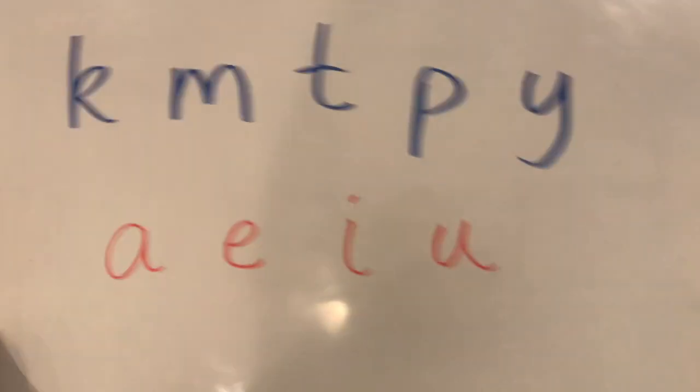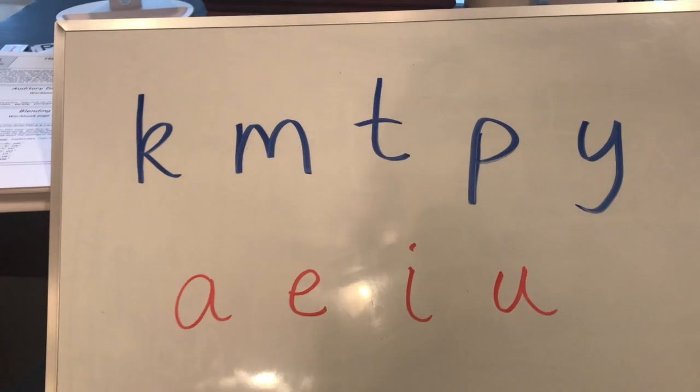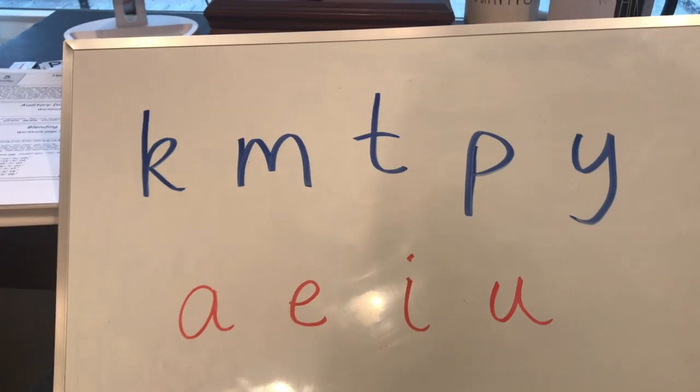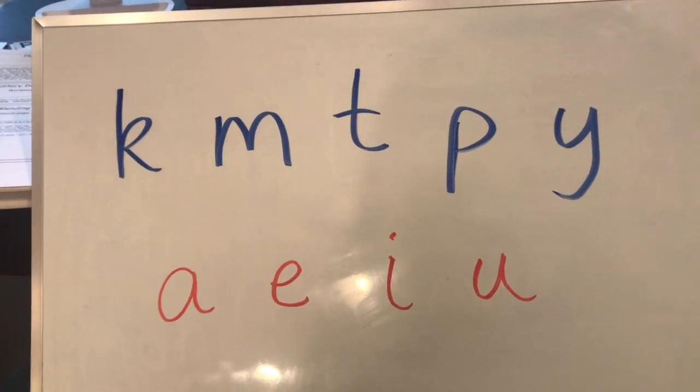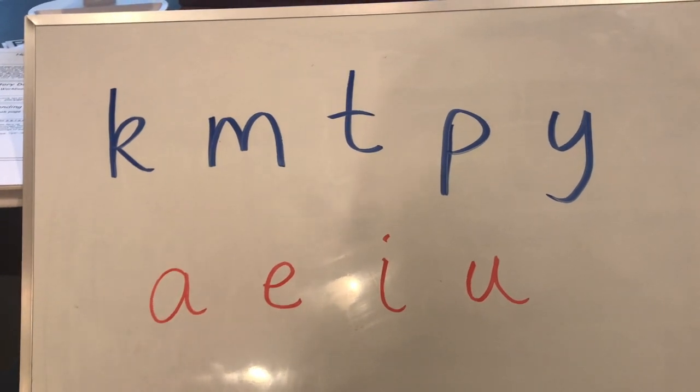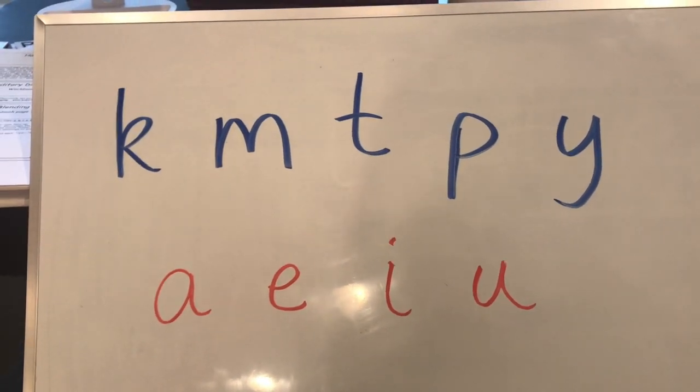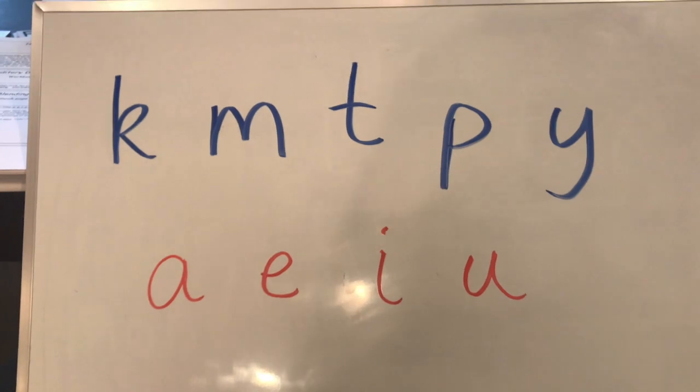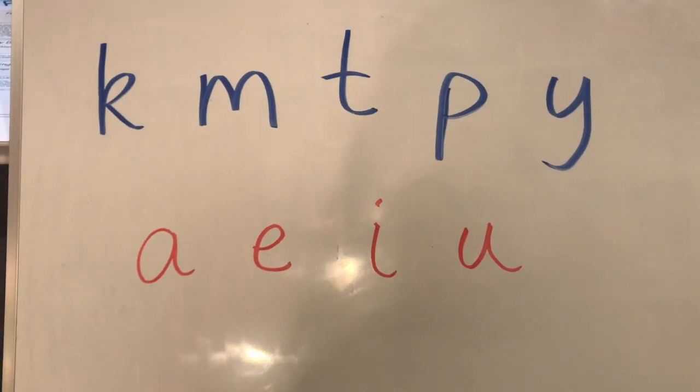Okay, we're going to get ready to blend. Let me show you what letters you need to get from your letter tiles, so we can do that together. Those are your consonants in blue, K, M, T, P, Y, and the vowels you need are A, E, I, and U. So go ahead and get those, pause this, get the letters out that you need, set them up at the top of your page, and then we'll get started.